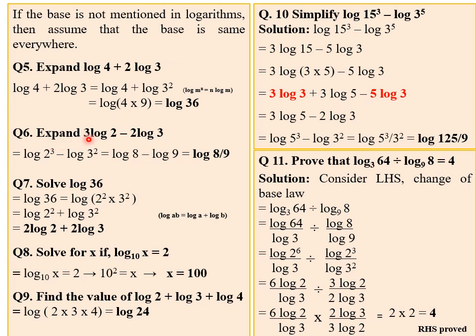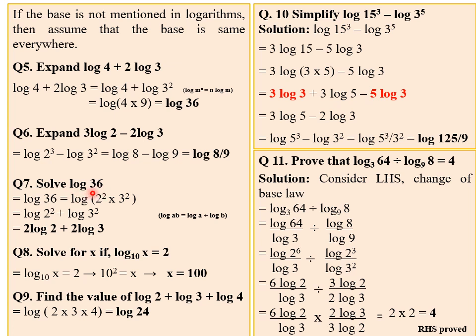Next problem, expand 3 log 2 minus 2 log 3. Again, no bases are given. Assume the bases are the same. Here 3 log 2 can be written as log 2 to the power 3, because of the law that n log m is log m to the power n. The same law is taken here. This 2, which is the product, will be taken in the exponent, log 3 to the power 2. So 2 to the power 3 is nothing but 8. So log 8, 3 squared is 9, minus log 9. Here, because of the division or quotient law, log m minus log n can be written as log m by n. So these two you are going to write as log 8 by 9 because of the quotient law.